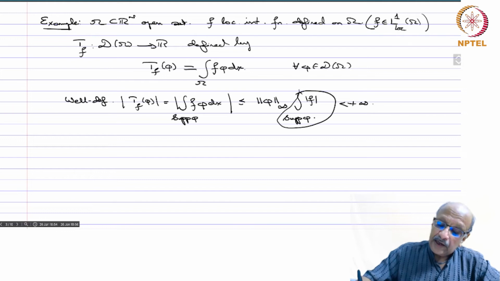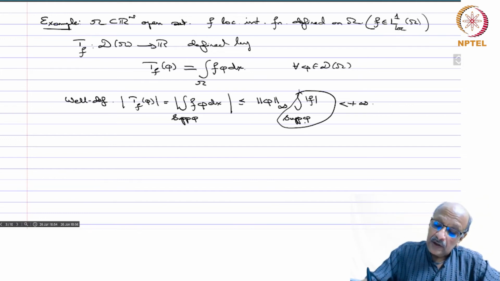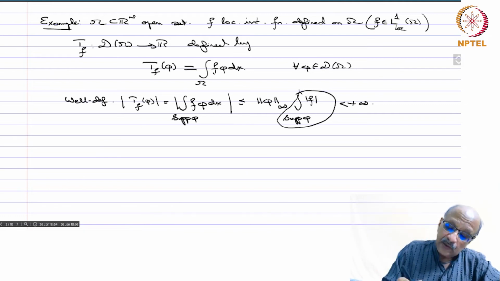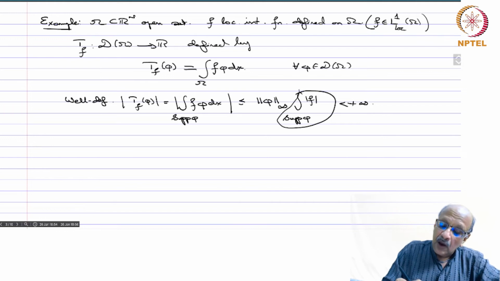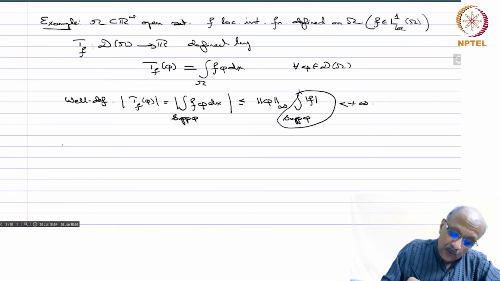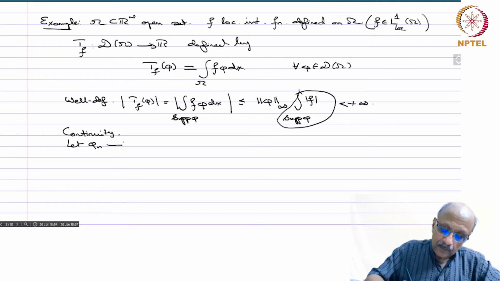So that is why we need locally integrable functions, so that this is well defined. Okay, you cannot define it otherwise unless the function is integrable over any compact set. Now we have to check continuity. So let phi n converge to 0 in D omega.